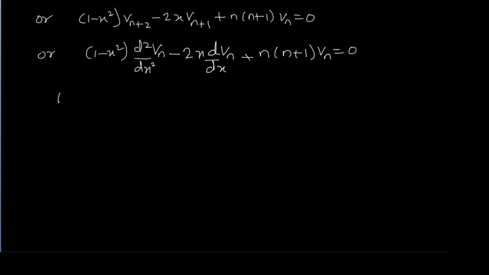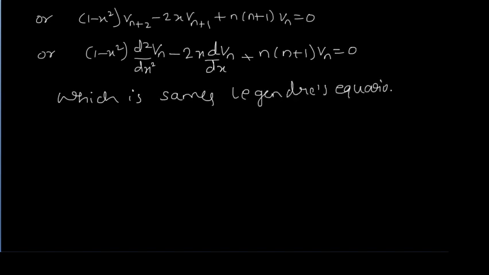Now which is nothing but, which is the same as Legendre's equation, which you have studied in the last class. So Legendre's equation is of the form (1 minus x square) d square y by dx square minus 2x dy by dx plus n(n plus 1) y equals 0.